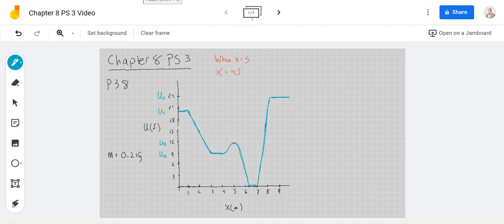All right, here we go. Chapter 8, problem set 3. I normally like to do the odds so that you have the answers in the back of the book. But this is a good problem, and I wanted to make sure that we got this one done. So this is problem 38.